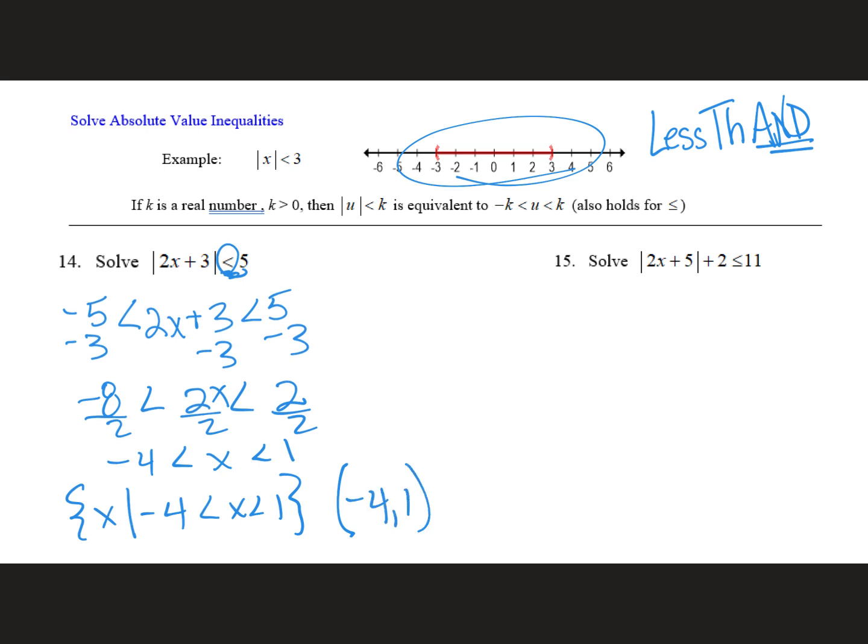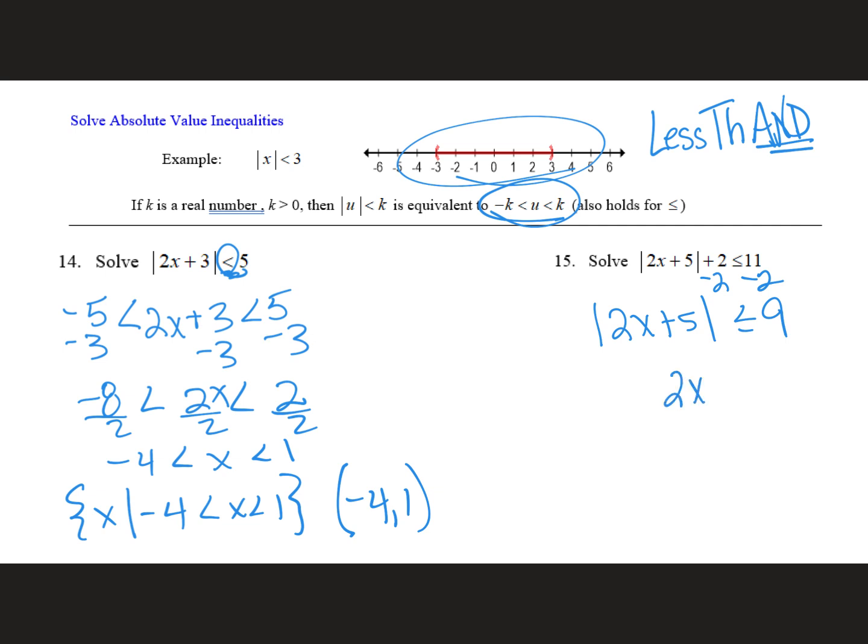Okay, just like with absolute value equations, I don't deal with the absolute value until it's isolated. So I'm going to subtract 2 before I do anything. Notice I am writing this inequality over again with the absolute value. I started out with absolute value of 2x plus 5, plus 2 is less than or equal to 11. Subtract 2 to move it to the other side. It's still absolute value of 2x plus 5 is less than or equal to 11 minus 2, which is 9. I do not take the absolute value off until I'm ready to do the and, or compound inequality.